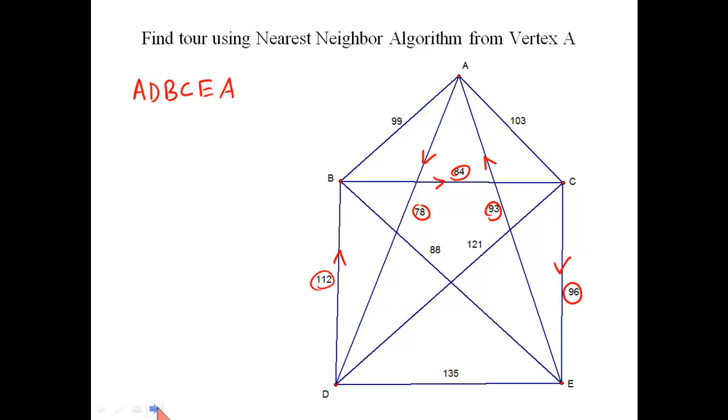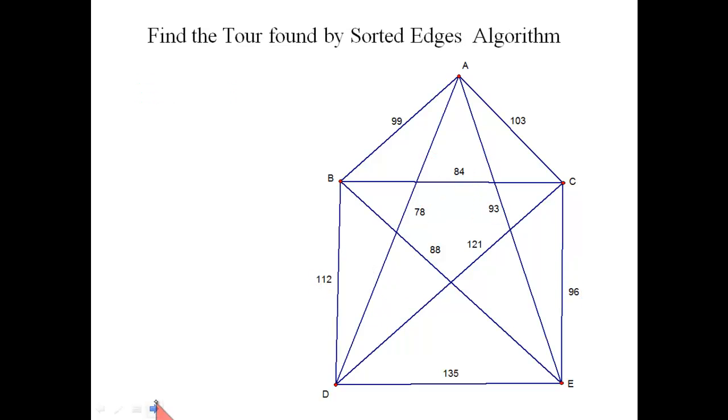All right, let's do the problem using sorted edges. In sorted edges, you don't have to specify a starting vertex. Doesn't matter. What you do have to do, though, is go through the work of sorting. So if you go through and carefully pick out the edges one at a time in increasing order of length, the smallest number I see is a 78. That's edge AD. Then there's an 84. That's edge BC.